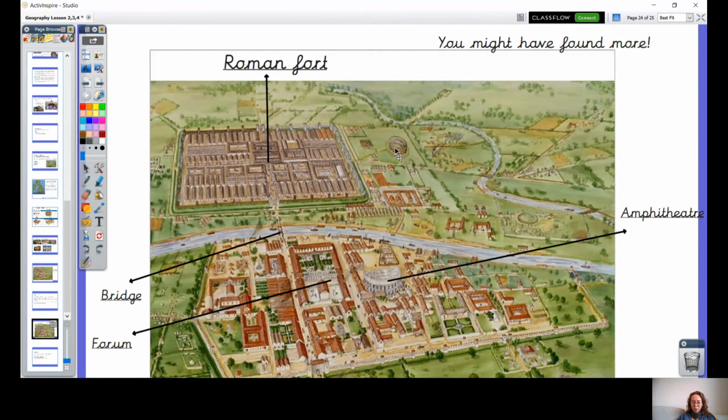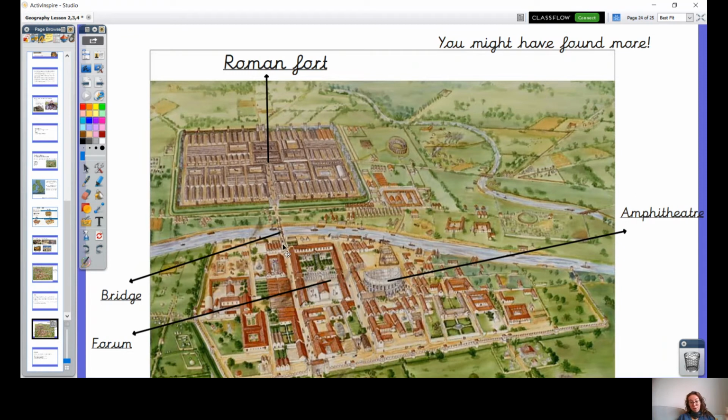You might have labelled that one. It looks a bit like an amphitheatre. It could be. And we don't know all of these features for sure. We're just having a guess at the evidence we've been looking at. So we're just having an educated guess.